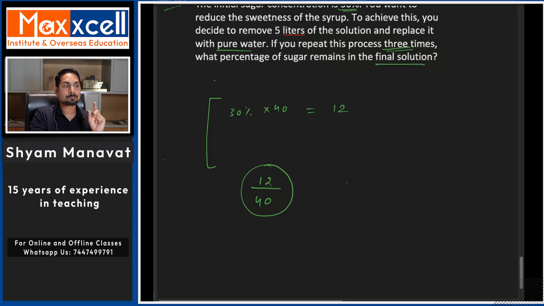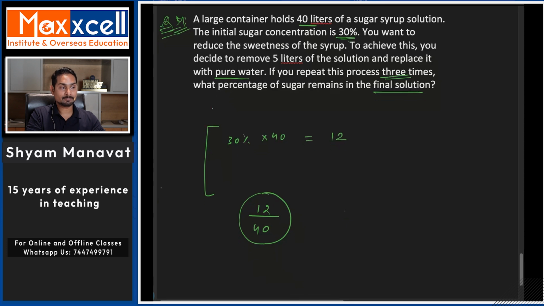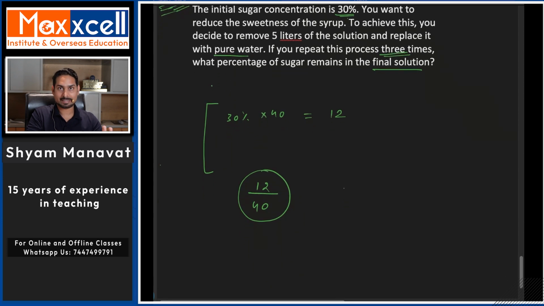देखो इजी है, मैं फिर से बोलता हूँ. हम क्या कर रहे हैं, पहले हम समझ रहे हैं कि शुगर है कितना इनिशियली. तो हमें कितना है वो, as per the question, that is 30% in 40 liters. So 30% of 40 is equal to what? 12. So sugar you have 12 out of 40. Initial fraction ये है. Correct?